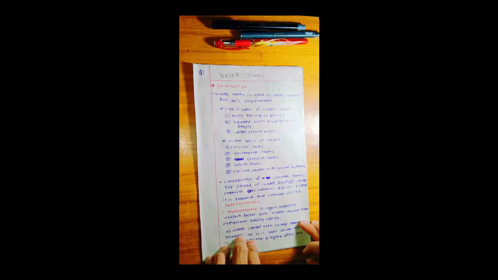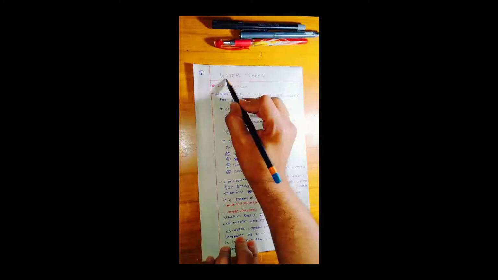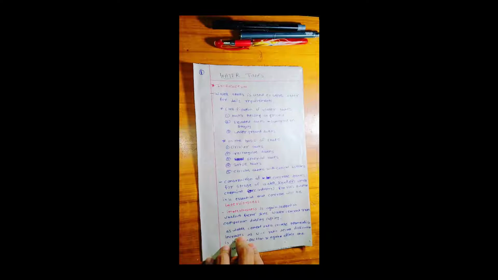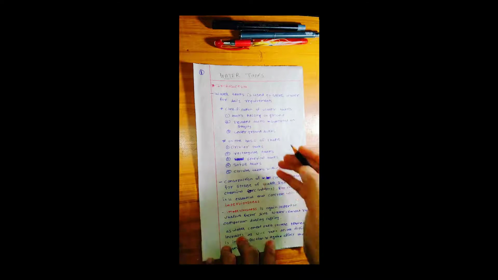In this video we will see the introduction of water tanks. A water tank is used to store water for daily requirements. In this video we will see RC design, but in industry they store chemicals or some wastewater. They also go for water tanks built with RCC.